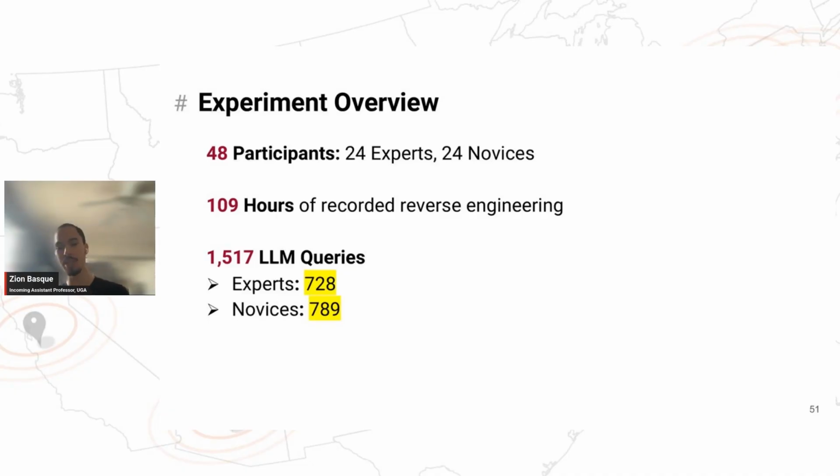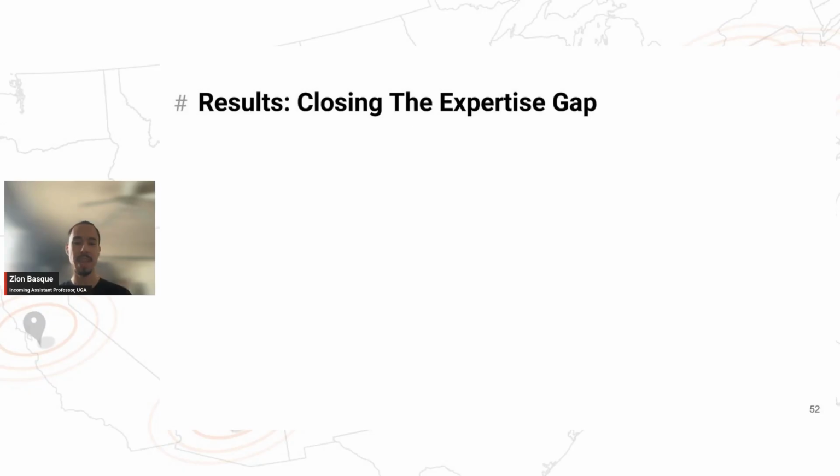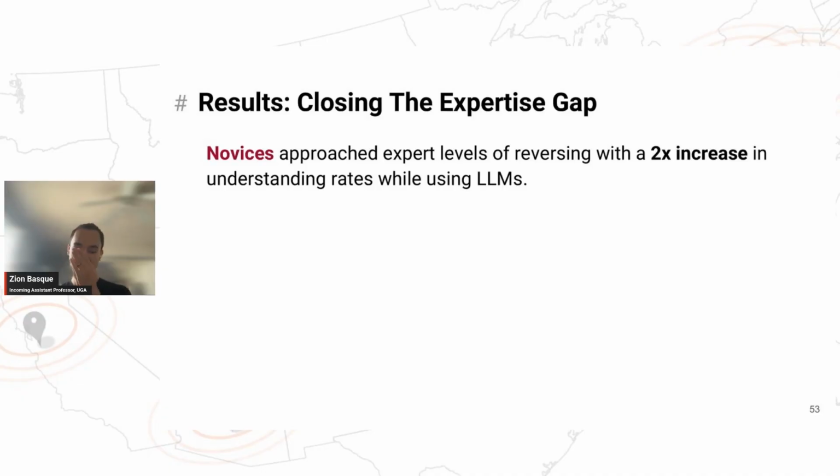But the next question you might have is, is it actually helpful? Are people getting real benefits from using these large language models? And in fact, many people did. We found that these large language models were actually closing the expertise gap. For novices that used large language models during the study, they showed a 2 times increase in software understanding rates while using a large language model, which actually approached expert levels of reverse engineering while they were reversing binaries, which means these LLMs are fundamentally closing this expertise gap in performance.